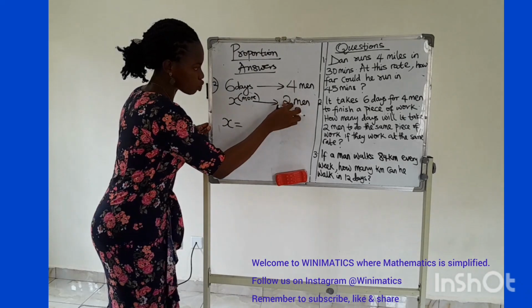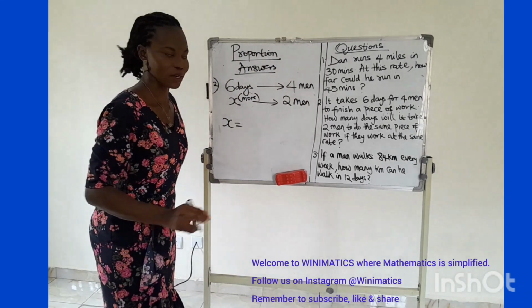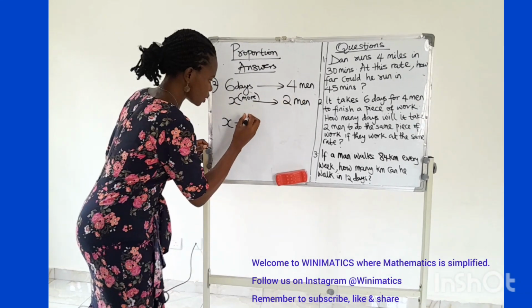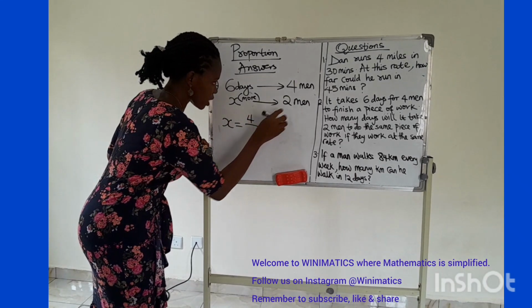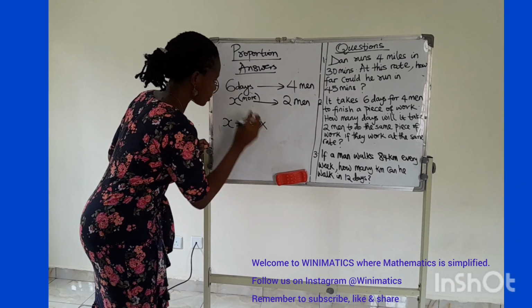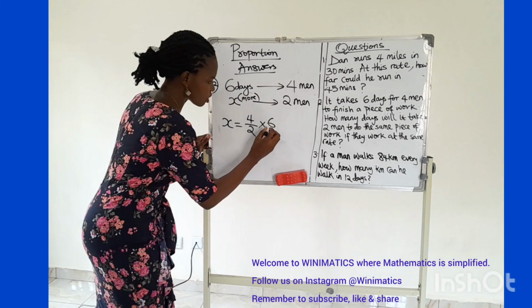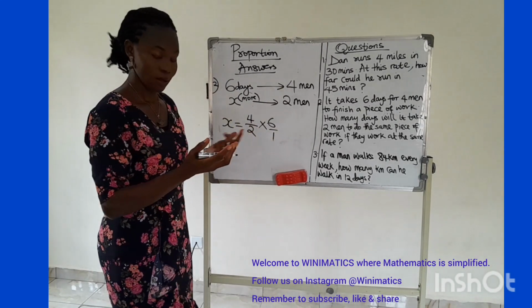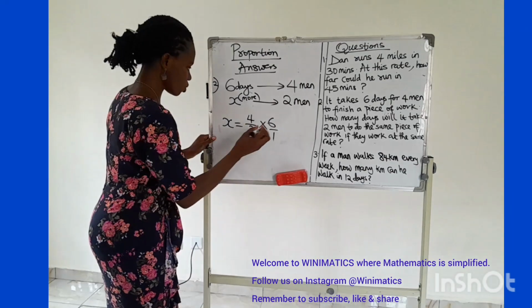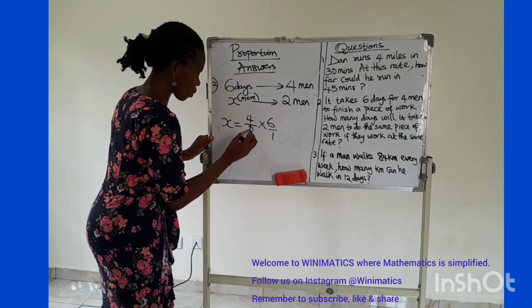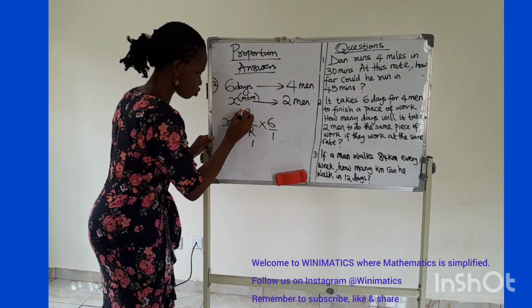So we have 4 and 2. Which of them is bigger? That's this 4. 4 is bigger than 2, so 4 over 2 times this number here, 6. You can make it 6 over 1 so that it looks like a fraction. Alright, 2 can divide itself 1, 2 can divide 4, 2.